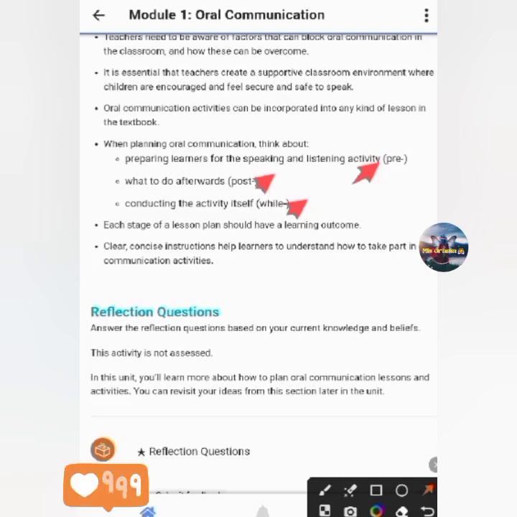First would be the pre-listening and speaking skill: before starting a lesson, how would you take steps to introduce the lesson? The second is post, which is about the end of the lesson when you have completed teaching your specific paragraph. And the third is while. So there would be three steps. First would be pre, second would be while, and third would be post. These three different stages would help you develop better oral communication skills in your students.